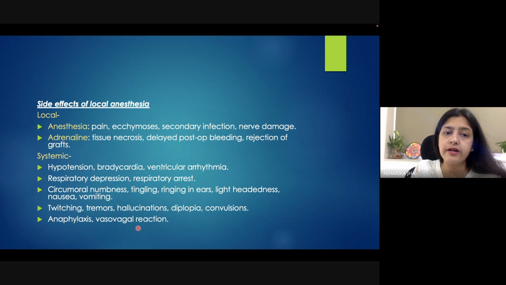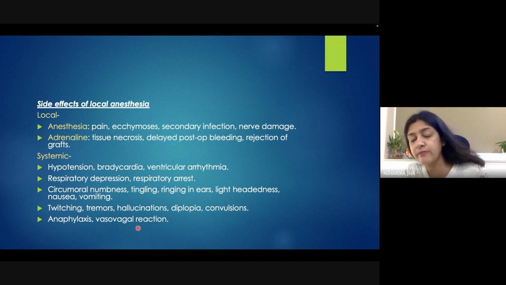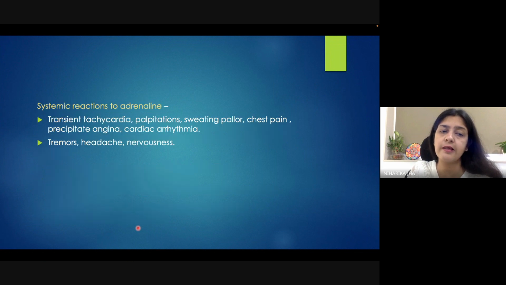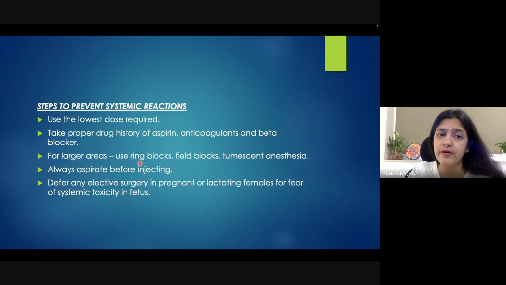That cannot be avoided. But anaphylaxis can be avoided to some extent if we give an intradermal test dose prior to injecting the local anesthesia. As far as adrenaline is concerned, systemic side effects include transient tachycardia. It can aggravate chest pain, precipitate angina, cause cardiac arrhythmias, and can also cause headache, nervousness, and tremors.